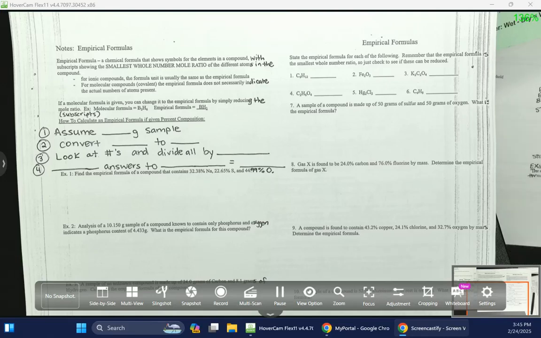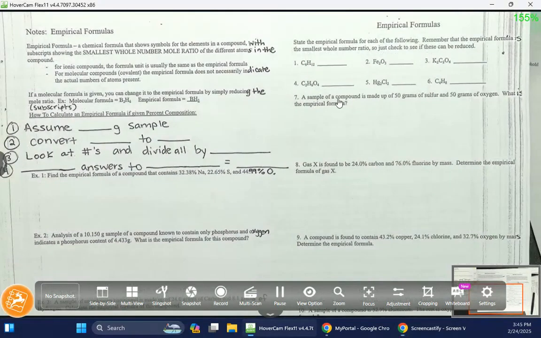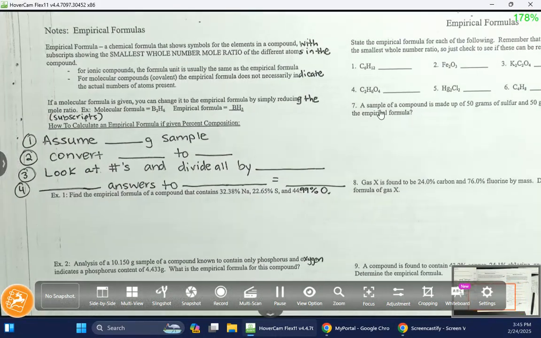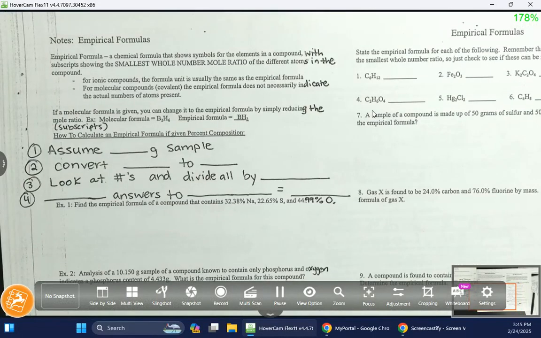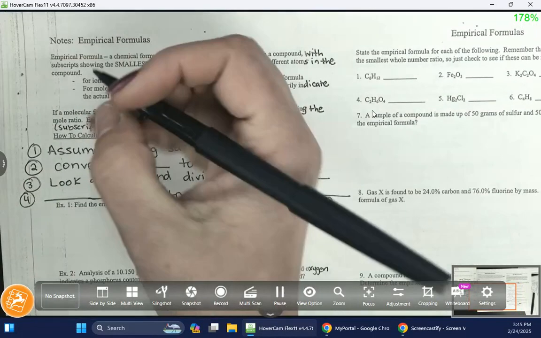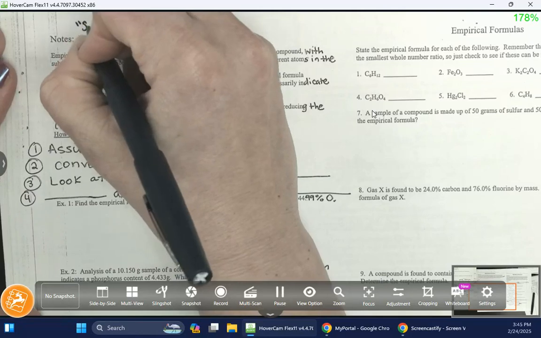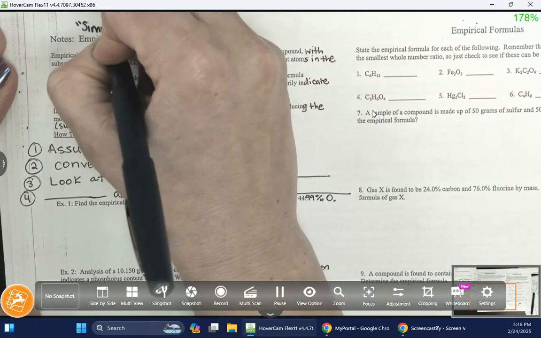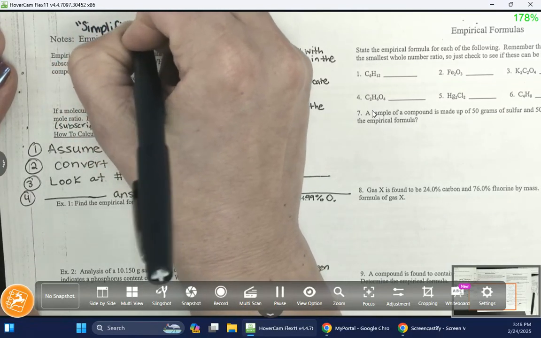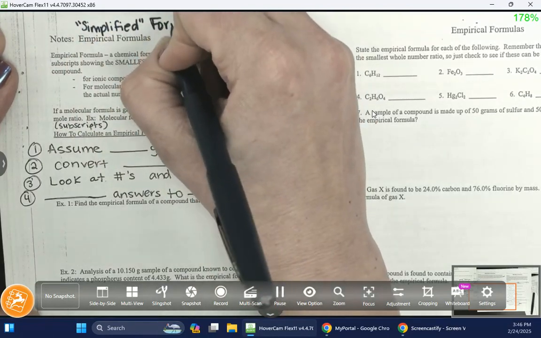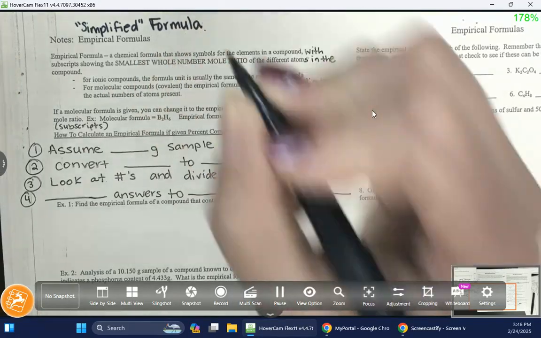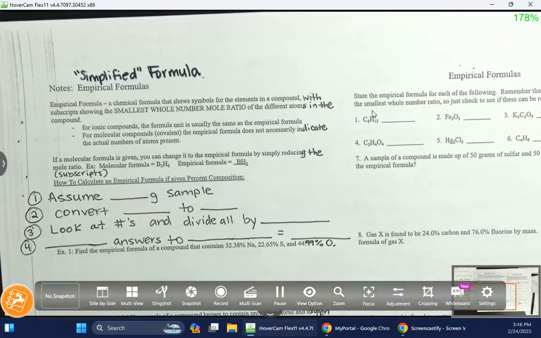Okay, so make sure you are on the side that says empirical formula. Basically with empirical formula, this is something that we call the simplified formula. So just go ahead and write that above the title up there. Simplified formula. What I mean by a simplified formula is the idea that the subscripts down below are going to be in their simplest form, so they cannot be reduced any further.